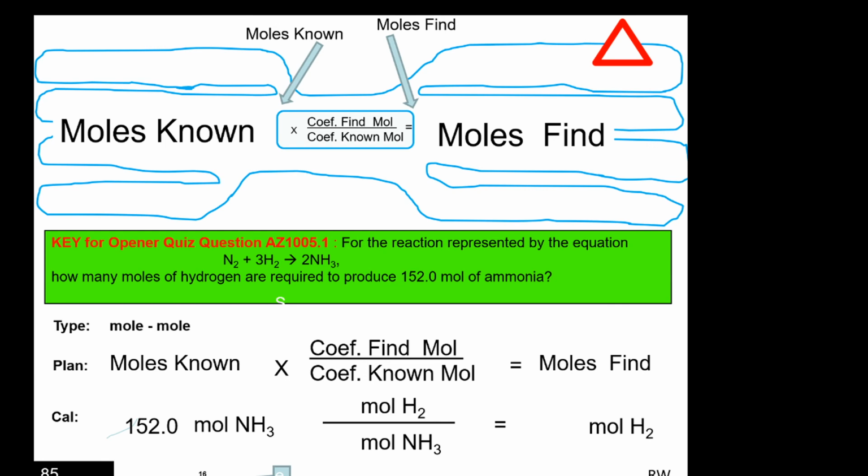Look again at your balanced chemical equation. In front of the hydrogen, there is a 3. In front of the ammonia, there's a 2. So your mole ratio is 3 to 2. So make sure those units cancel. Do the math, pause the tape, come back when you're done. The answer is 228 moles of hydrogen. Okay, that concludes our lecture on 4 mole-to-mole problems.